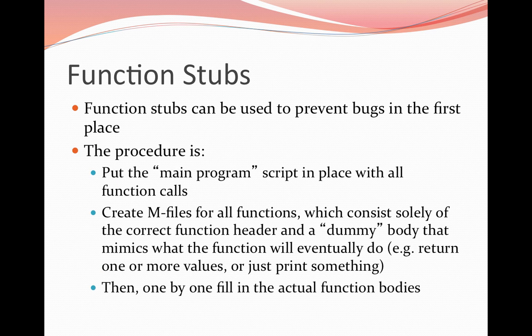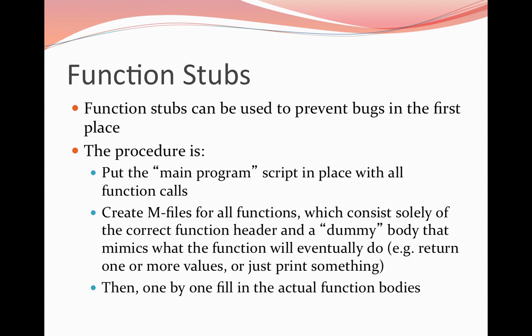Here's a notion of what's called function stubs. Function stubs can be used to prevent bugs or errors in the first place, and if you do make mistakes, it makes them easier to find. So the idea is this. You put the quote-unquote main program, you write the script. So in the script you say, okay, I know I'm going to have a function that's going to get this input, then I'm going to have a function that calculates this one value, and then I'm going to have another function that calculates these other two values, and I'm going to have a function that plots something. So you figure out basically what you need to have in the script.